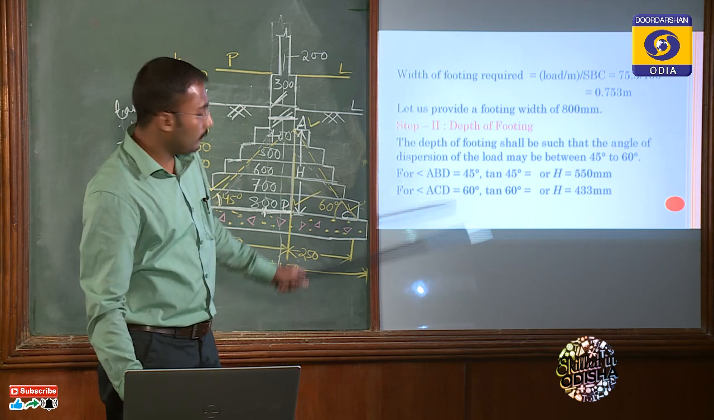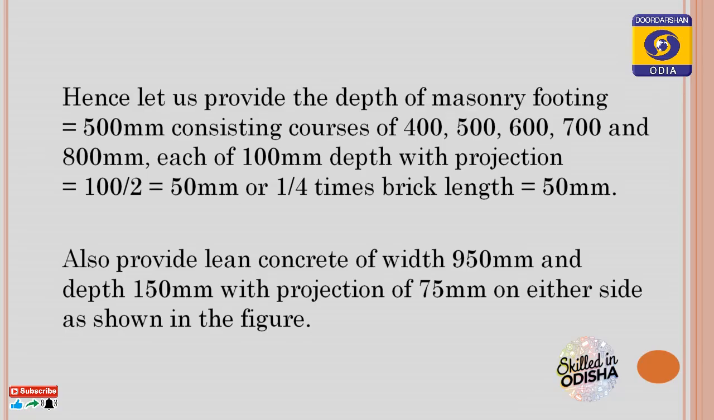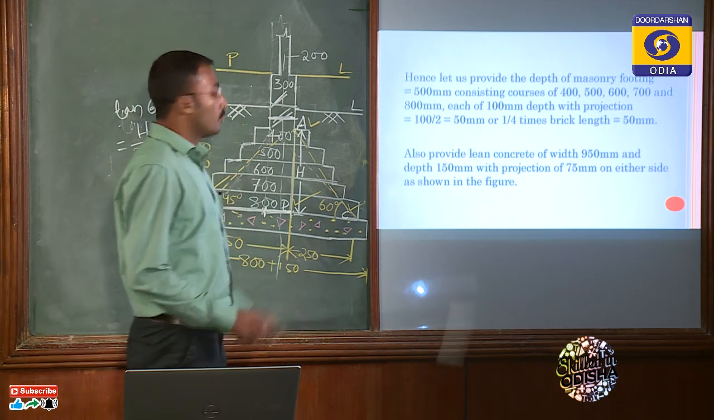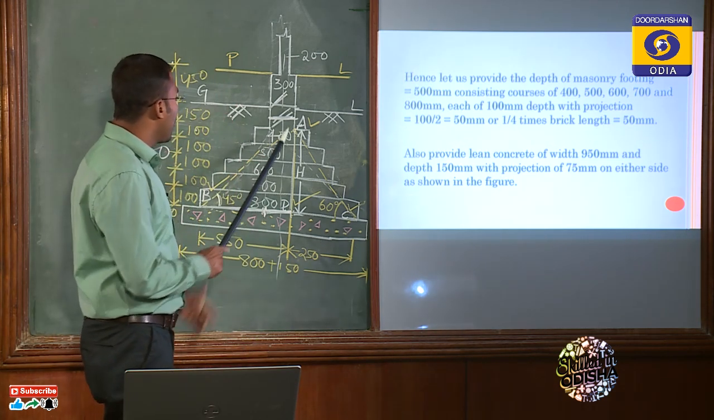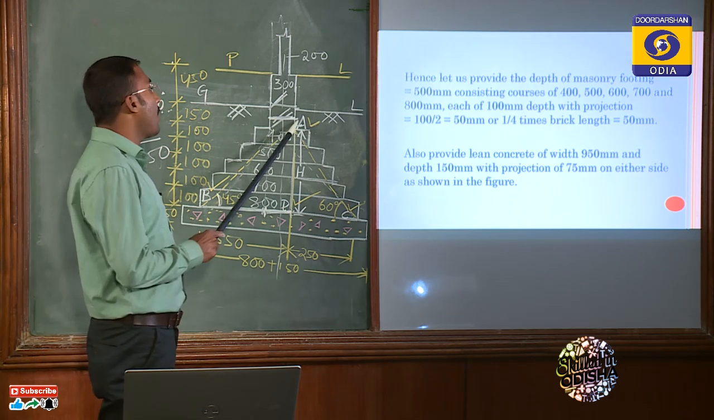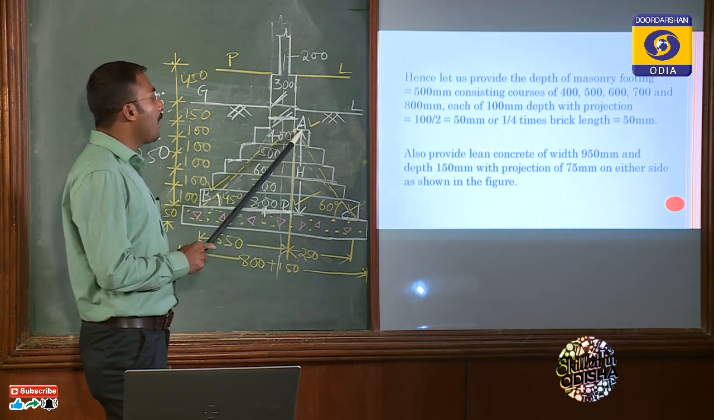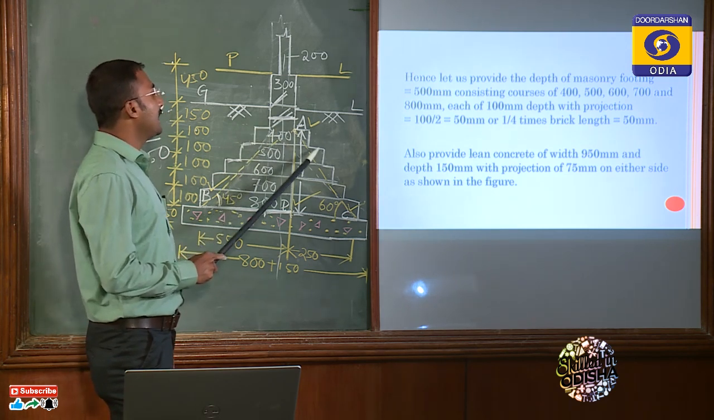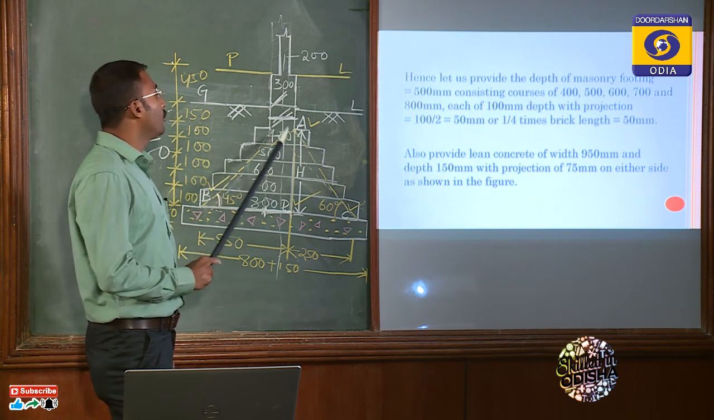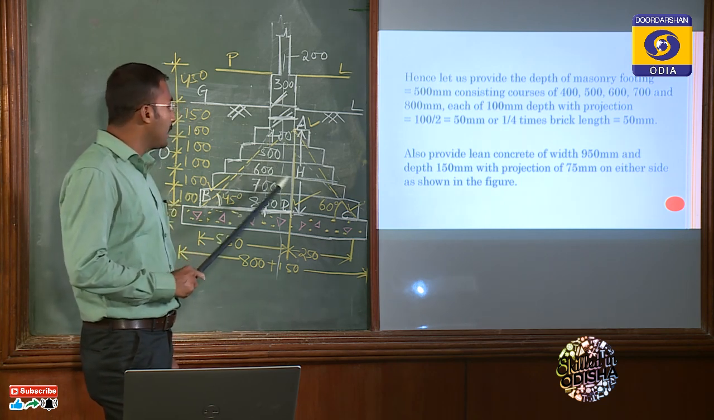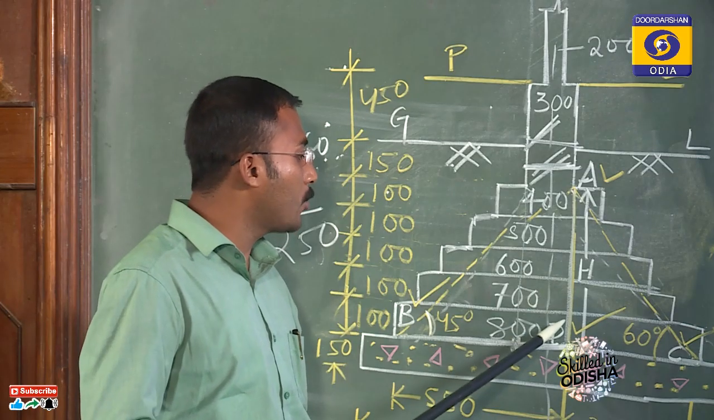So let us provide the depth of the masonry footing as 500 millimeter, which is in between 433 millimeter and 550 millimeter. So now the total 500 millimeter is the depth of the footing. This is 300 millimeter, and we need a projection of 50 millimeter on both sides. So this one is 50, this one is 50. So 300 plus 50 is total 400. Another projection 50 here, 50 here. So 400 plus 100, 500, 500 plus 100, 600, 600 plus 100, 700, 700 plus 100, 800.